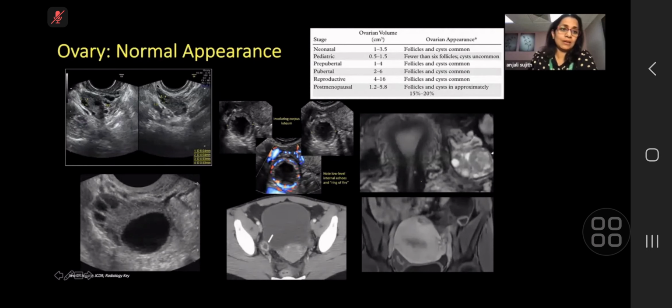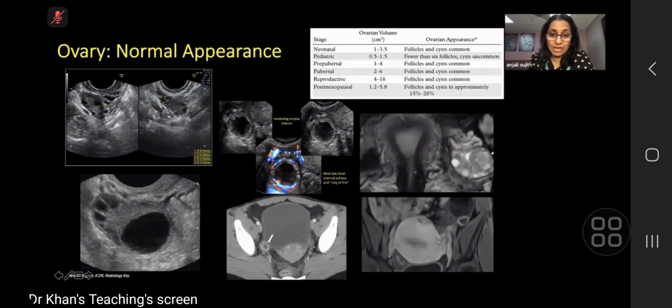Now, again, the normal appearance of the ovary. As seen with the uterus, the ovary also has age-wise changes. In the newborn period, it's common to see follicles and small cysts, but during the rest of the prepubertal period, you see only a very few follicles and cysts are uncommon.